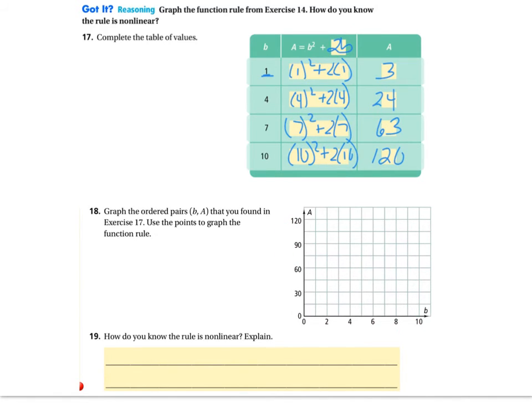And let's graph the ordered pairs b, A. So we're looking at the pairs 1, 3; 4, 24; 7, 63; and 10, 120. So 1, 3 is going to be really tiny down here. 4, 24 is going to be, well, that's 15, so 24 is going to be about right there. 7, 63 is going to be a bit more. 7, 63 is going to be right up here. And 10, 120 is going to hit this point. So your line is going to look like this. And notice it's not linear because it's curved.